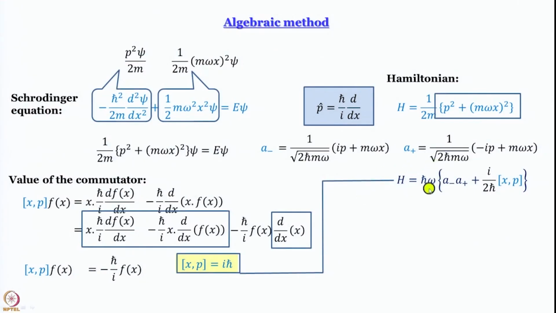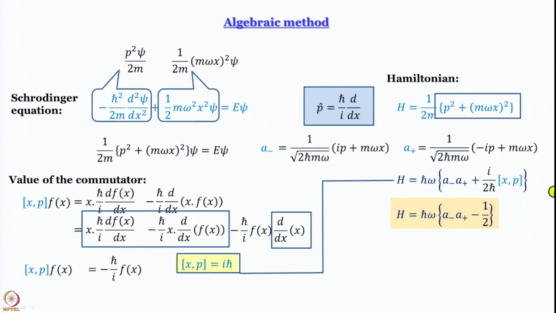The Hamiltonian is ħω multiplied by, remember, a₋a₊ plus i/(2ħ) multiplied by the commutator. Now, instead of this commutator I am going to write iħ. Let us do it. So, we get the Hamiltonian is equal to ħω multiplied by a₋a₊ minus half. Is the minus half okay? Let us check.